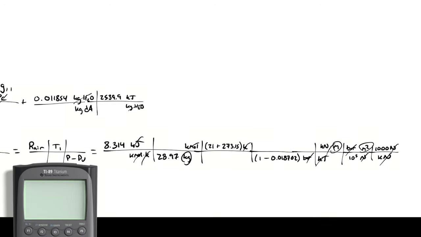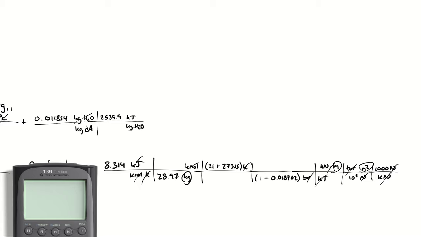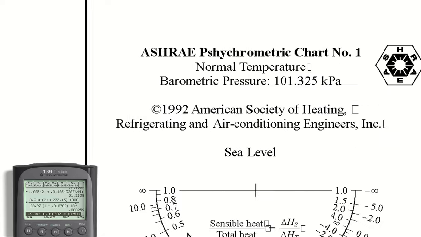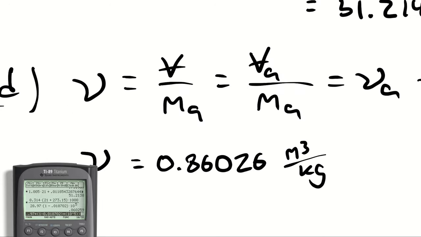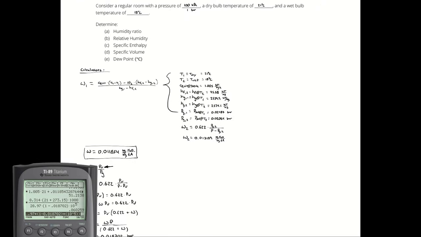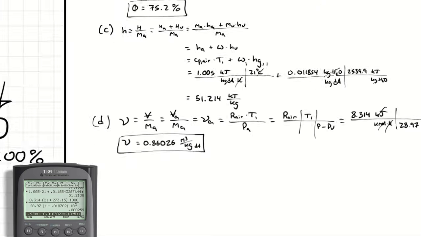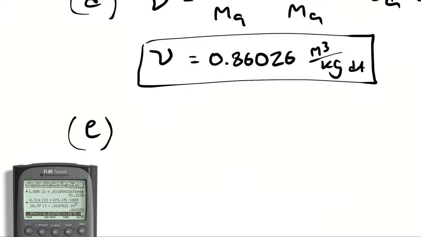Calculator, you're needed again. Come on, calculator, you can do it. I believe in you. 8.314 times 21 plus 273.15 times 1,000 divided by 28.97 times the quantity 1 minus 0.018702 times 10 to the fifth. I get 0.8603. And the last thing I want to know is the dew point temperature.